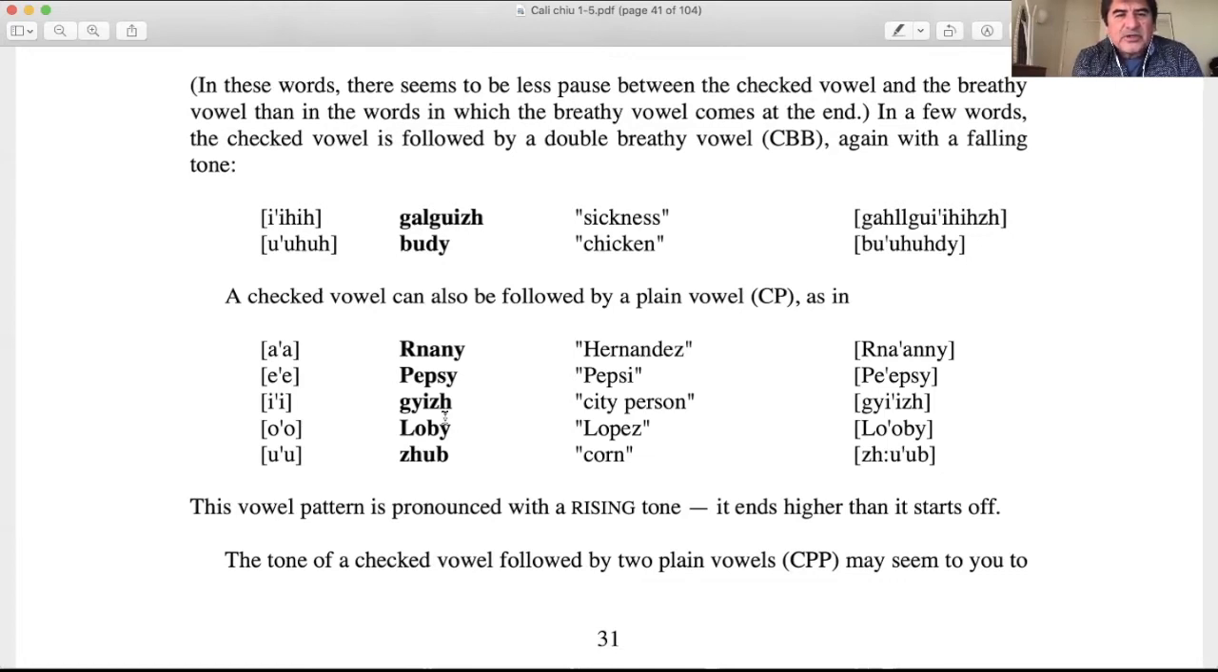And the last word we have is corn. And as you guys can see, the ZH has a colon. Remember that a colon means almost like a little whistle, right? So let's see if you guys can hear that. If not, don't worry, but I'm sure that by the end of this quarter, you guys will be able to say it. But right now, don't worry. So it is pronounced roop, roop. One more time, roop. So this vowel pattern is pronounced, as I said, with a rising tone and ends higher than it starts off. So it starts kind of low and then it rises, right?